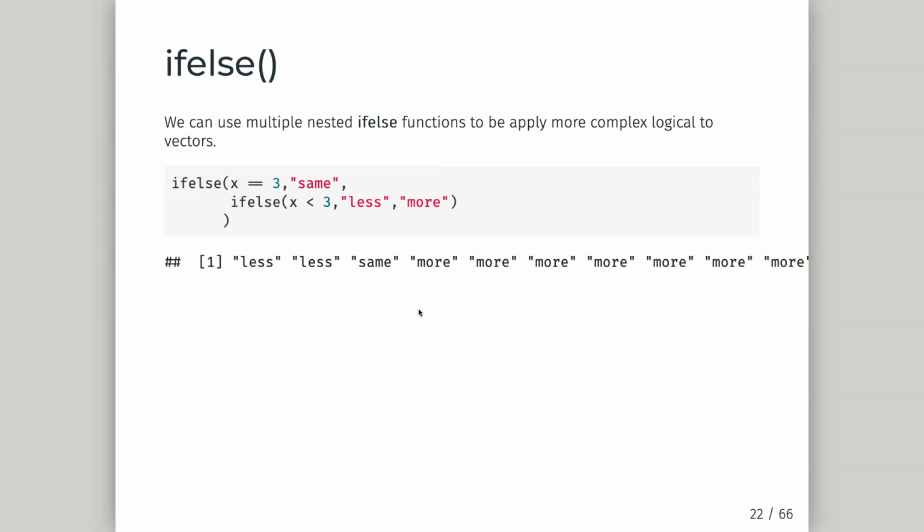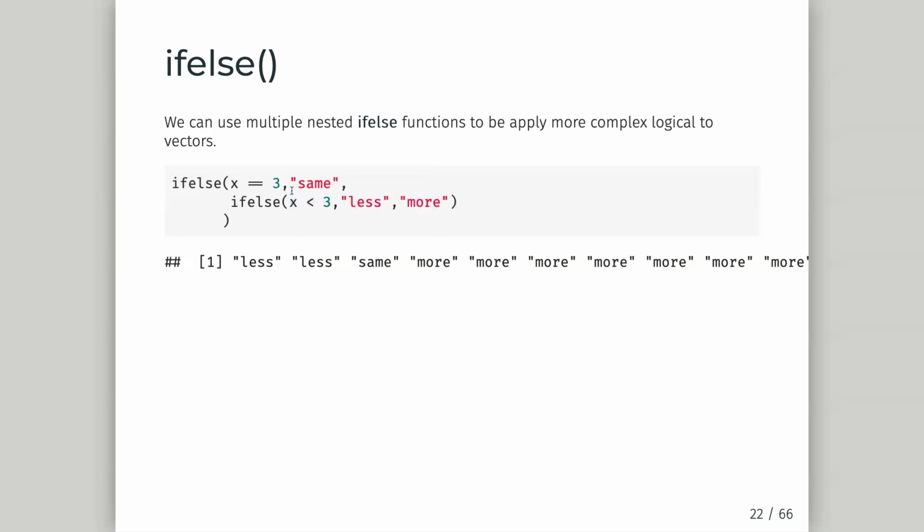So in this case, I'm going to do a nested if else, right? So it's going to have here x equals 3. First it's going to evaluate my vector, and it's going to check every value and say, is it equal to 3? It will put same. And then for every value where that is false, it's going to evaluate it again in another if else. Now it's going to check whether it's less than 3, and it's going to put less or more.